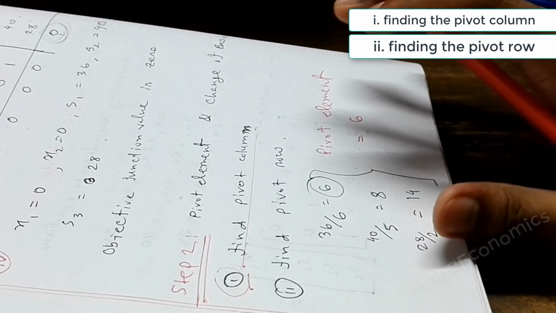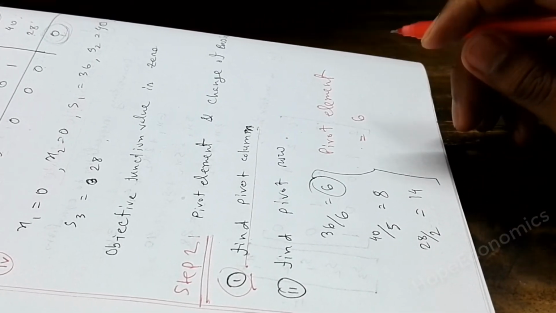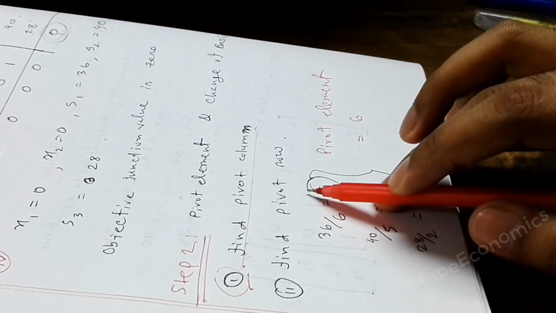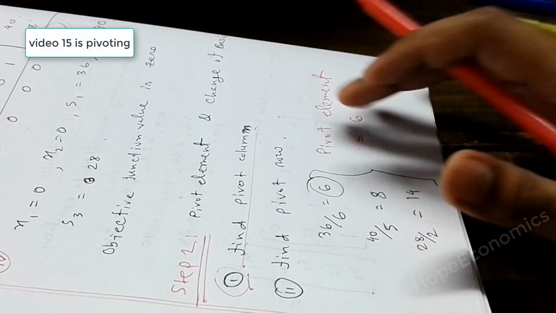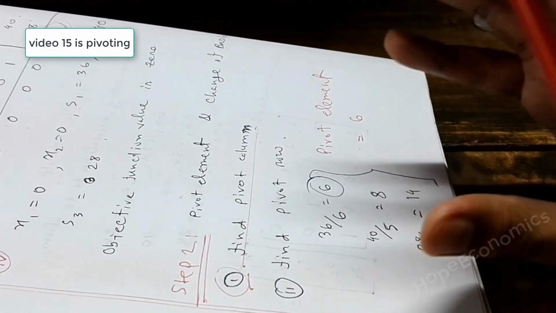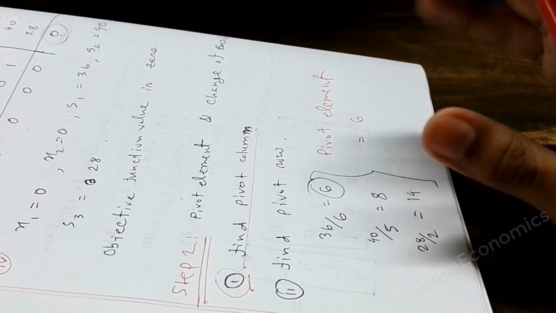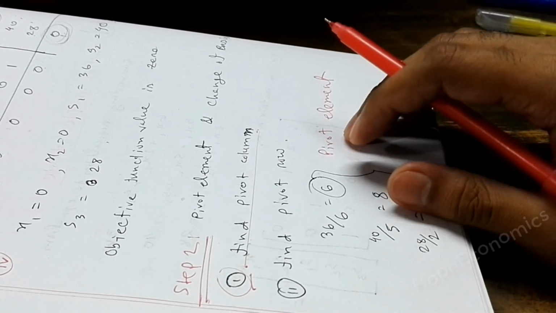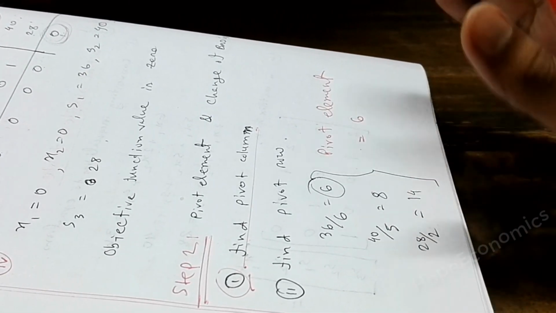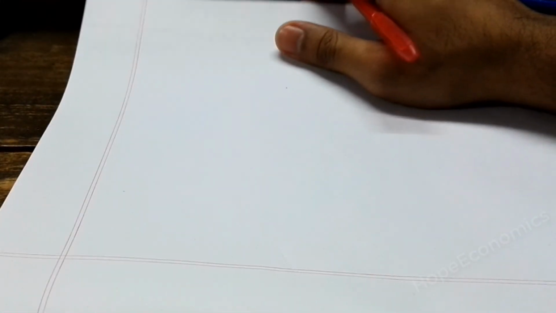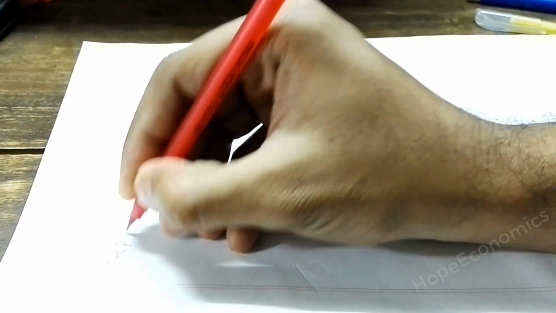I'm suggesting you to find out how we have found the pivot row and pivot column. I'm suggesting you to watch video 14 if you didn't understand this. That will help you understand how we find the pivot row and pivot column very well, because videos 13 and 14 are the basics of the simplex algorithm on my channel. So we have completed step 2, and we are heading for step 3.